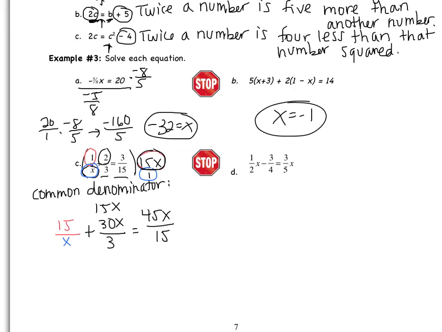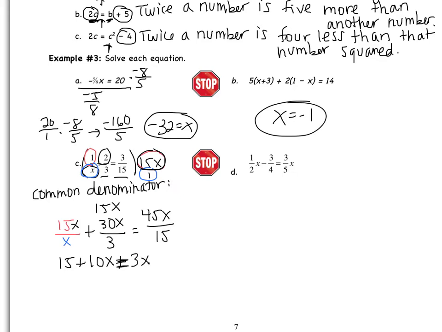I'm sorry, on this first fraction it should be 15x. Sorry if I confused you. Now we can simplify. 15x divided by x is just 15. 30x divided by 3 is 10x. 45x divided by 15 is 3x.